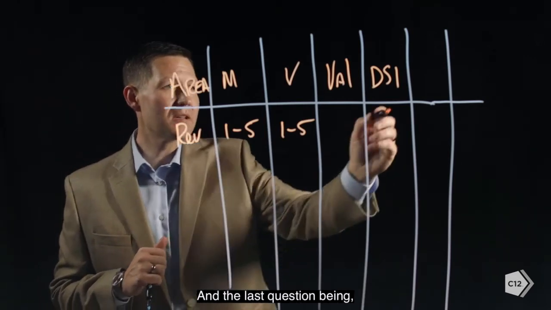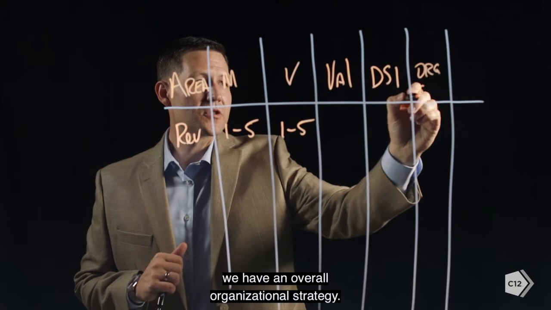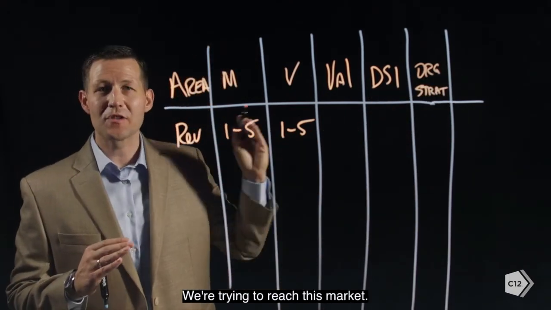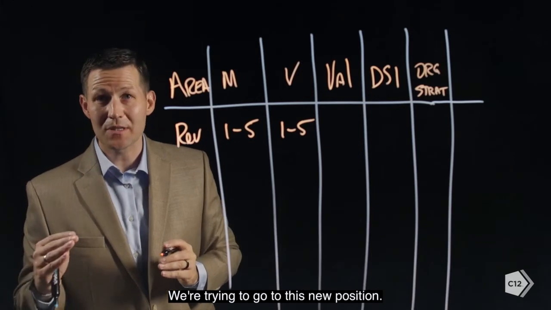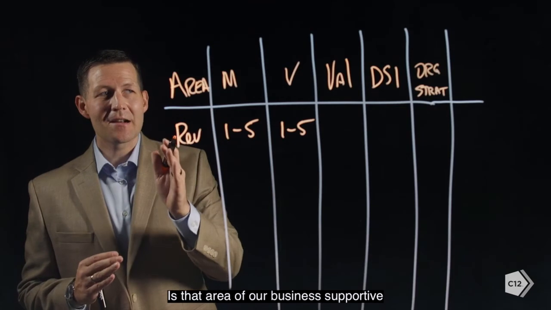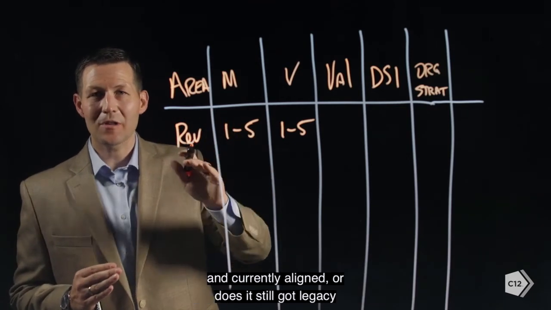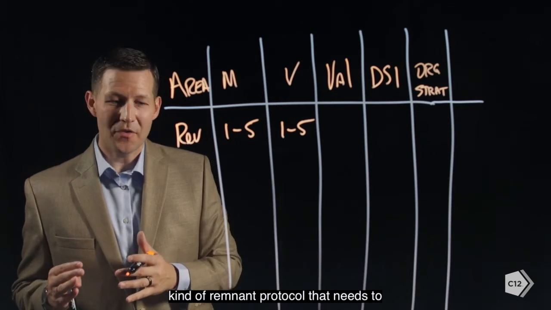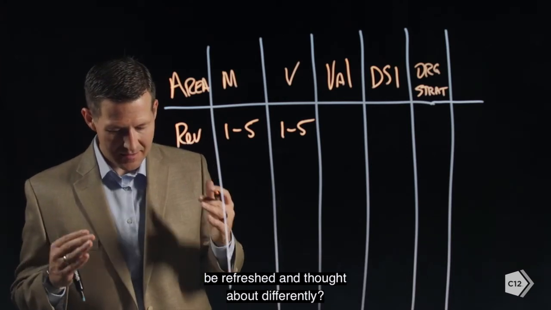And the last question being, we have an overall organizational strategy. How is that overall strategy? We're trying to reach this market. We're trying to go to this new position. You've done all this different market positioning assessment. Is that area of our business supportive and currently aligned, or has it still got legacy kind of remnant protocol that needs to be refreshed and thought about differently?